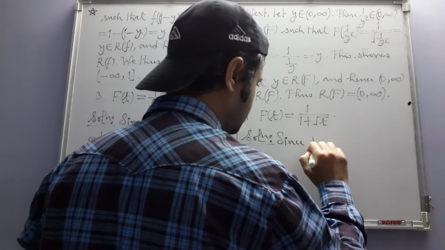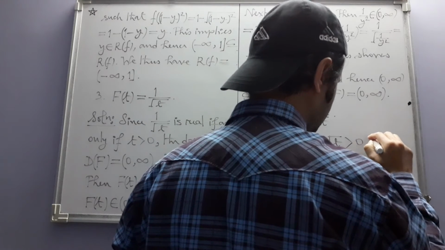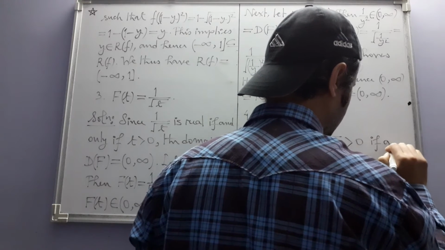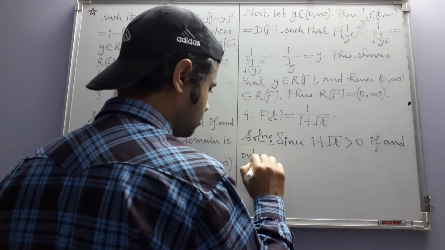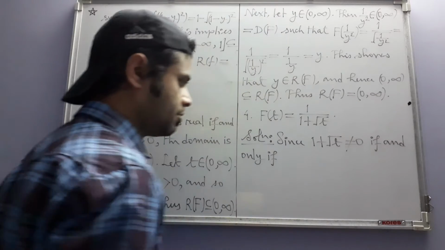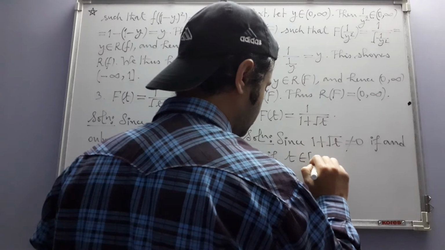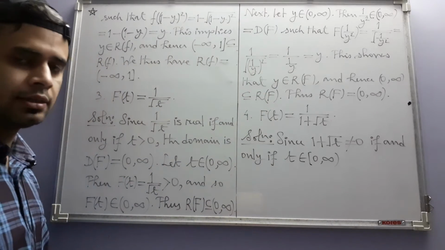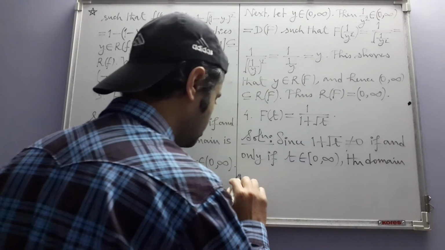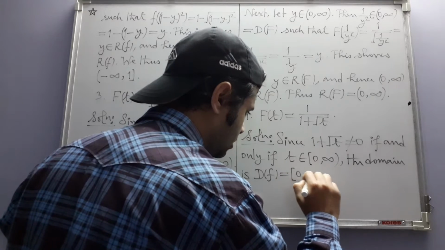Since 1 plus square root of t is greater than 0, or in fact instead of writing greater than 0 we can write not equal to 0, that stresses the point, if and only if t belongs to the set of all non-negative real numbers, the domain is the set of all non-negative real numbers.